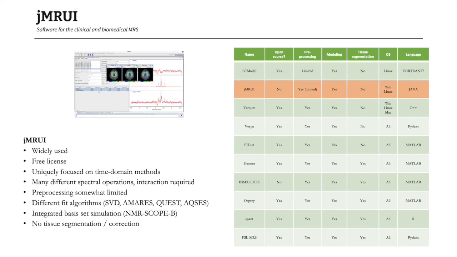Another widely used toolbox with a large user base is JMRUI, a Java-based graphical user interface including many different spectral operations and different modeling algorithms, as well as an integrated tool for simulating basis functions. It requires more user interaction, although it can be automated. There are some pre-processing steps that aren't covered, and no direct tissue correction routine is included. JMRUI is first and foremost about modeling.